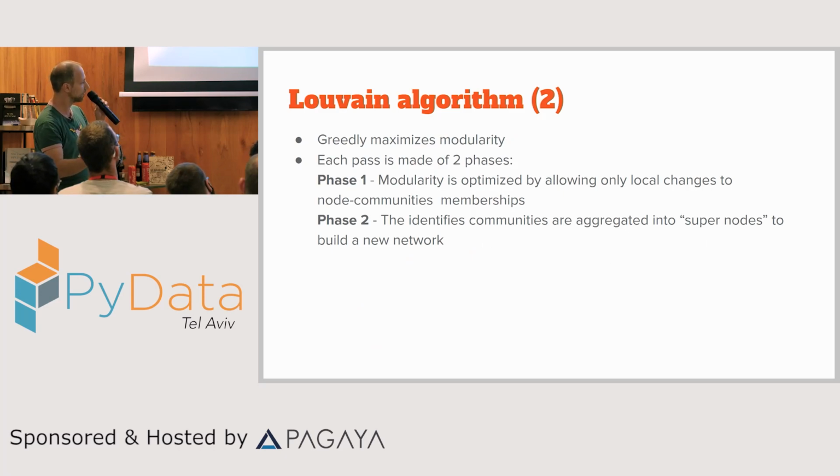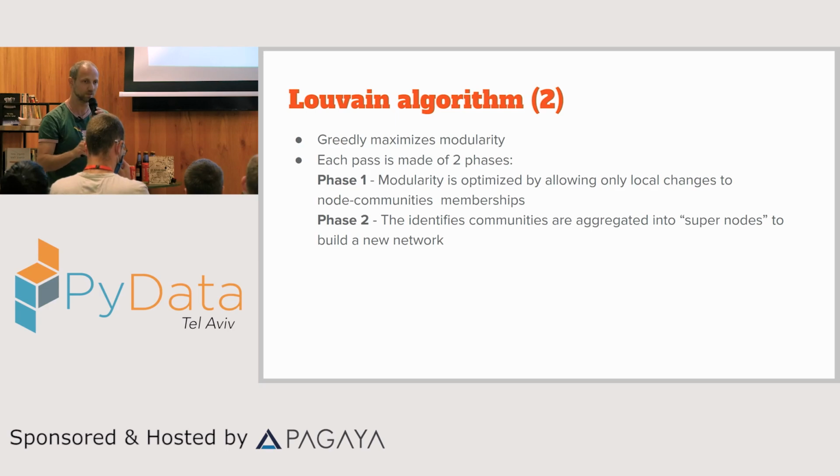And it runs multiple times in two phases. In the first phase, we try to find the optimized modularity by doing some small changes. We ask each node, if we move this node to some neighbor community, will we gain something in the modularity? And if so, we'll move it. After we do not have any more nodes to move, we'll run phase 2. We'll aggregate these nodes together into a supernode and run it over and over until we converge.